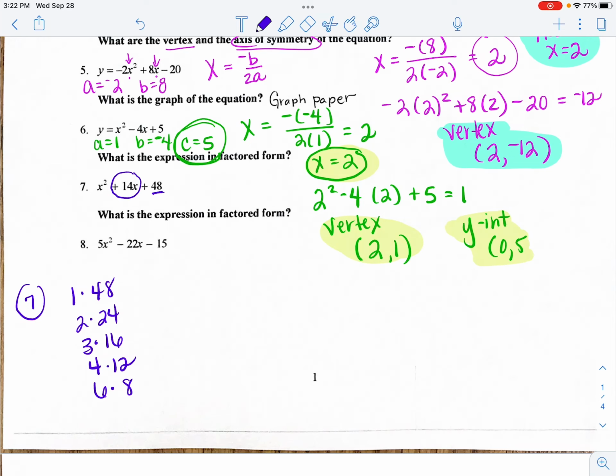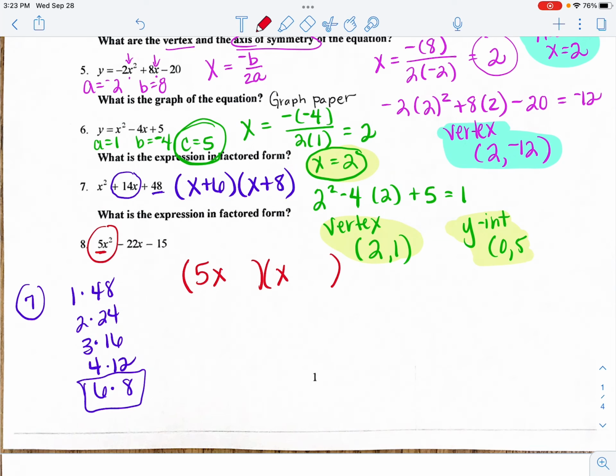Whereas number 8 is also factoring. We just have to keep in mind that now we have a 5 in the front. So I'm going to go ahead and start writing my answer before I start my factors. It has to be a 5x and a 1x, because that's the only way you can multiply to get 5, right? 1 and 5 are the only factors of 5. It's a prime number. Now 15, I could use 1 and 15, or I could use 3 and 5.